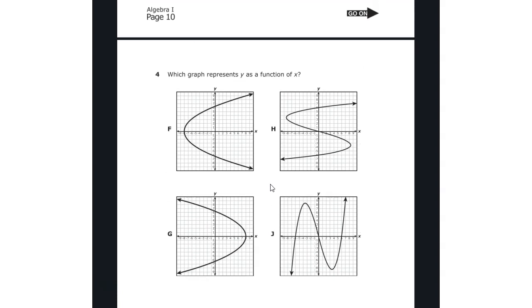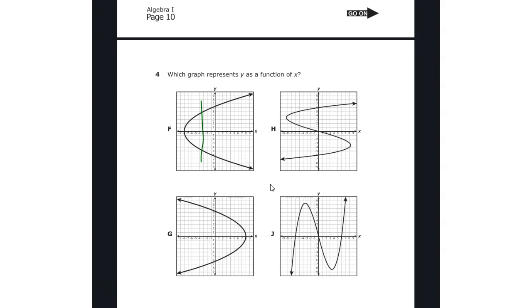Number 4, which graph represents y as a function of x? So what we're looking for here is the vertical line test. The vertical line test simply says that if you draw a vertical line anywhere on the graph, it can only touch one point if it's a function. So we can just use process of elimination.